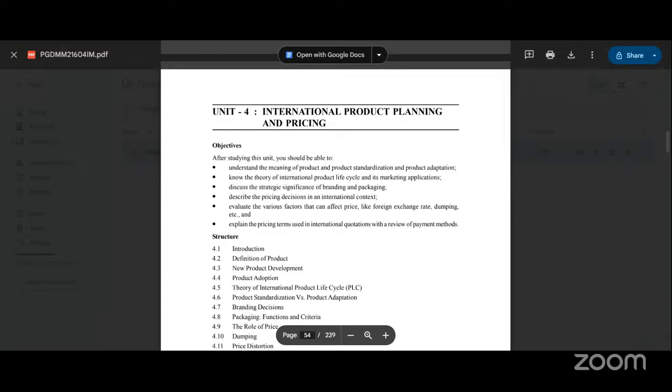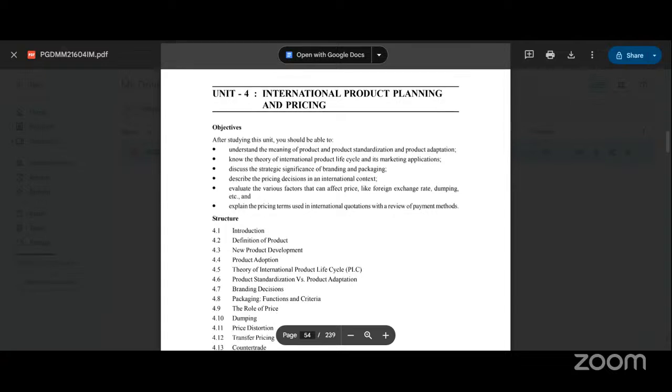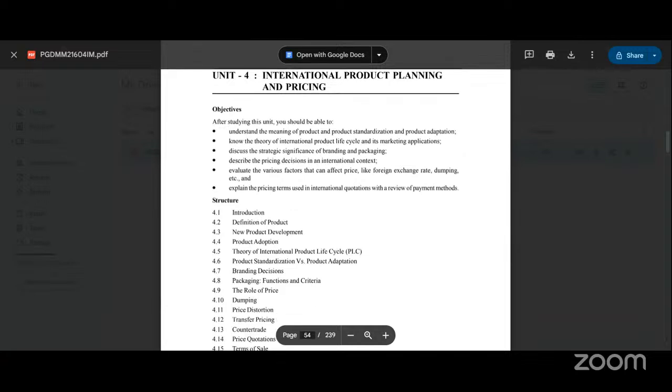In terms of the objectives, this chapter covers the meaning of product, product standardization and product adaptation, the theory of international product life cycle and its marketing applications. We'll also be looking at the strategic significance of branding and packaging, describing the pricing decisions in an international context, evaluating the various factors that can affect price, like foreign exchange rate, dumping, etc., and explaining the pricing terms and international quotations with a review of payment methods.